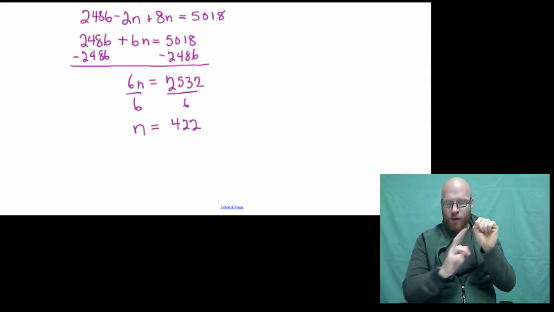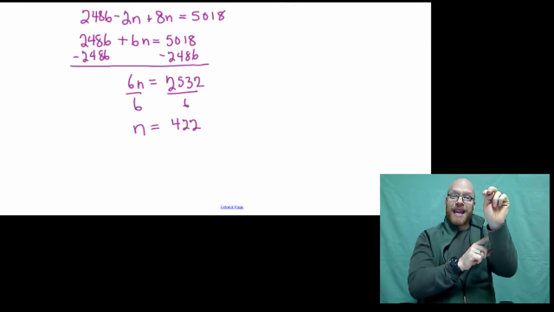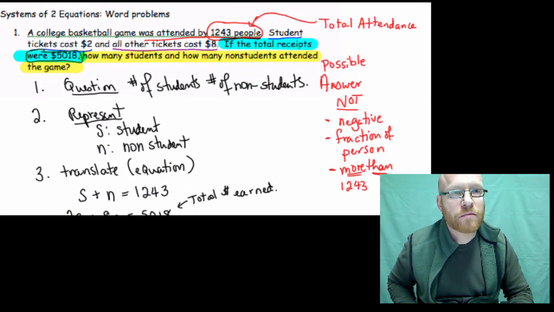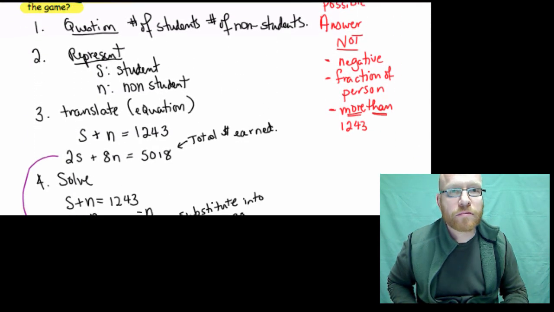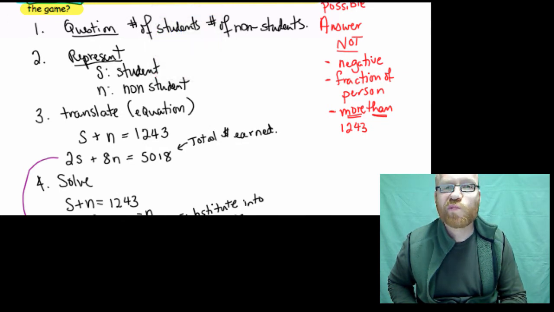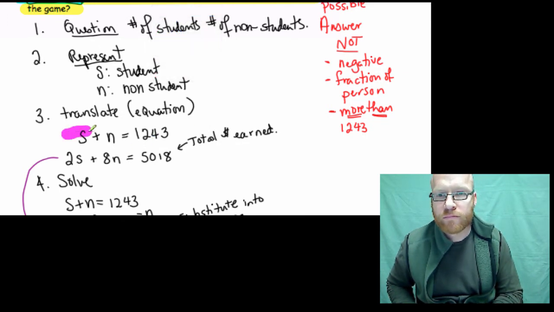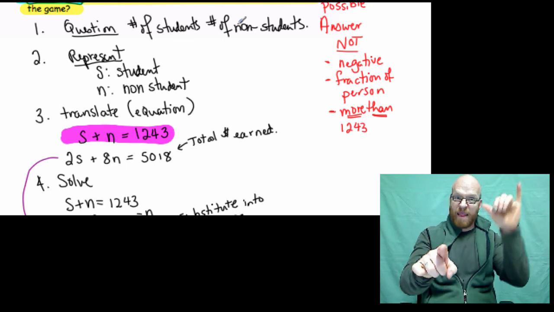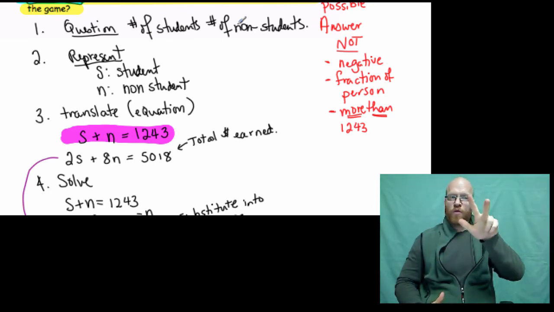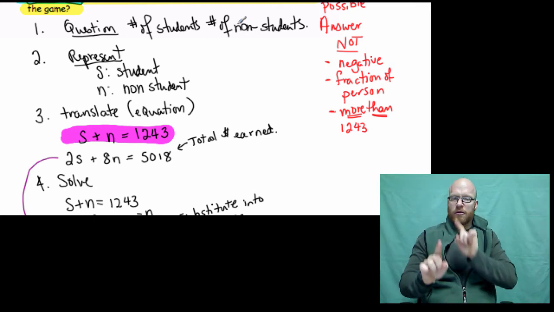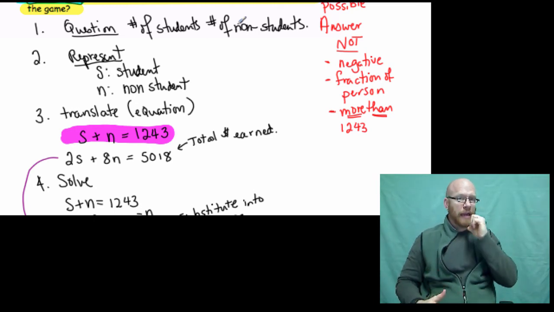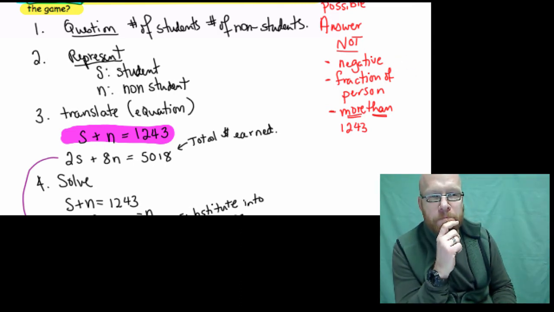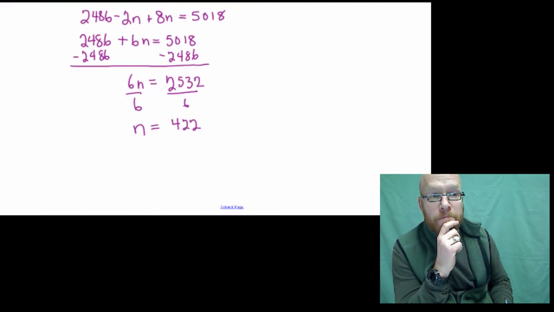Now, understand, we're not finished yet. We have to find s. We have to calculate s. We have to go back to the equations we created, substitute 422 in for n, and solve for s. So we have S plus N equals 1,243. Now we're going to solve for S. I know what N is, 422. I need to know how many students came to the game now.